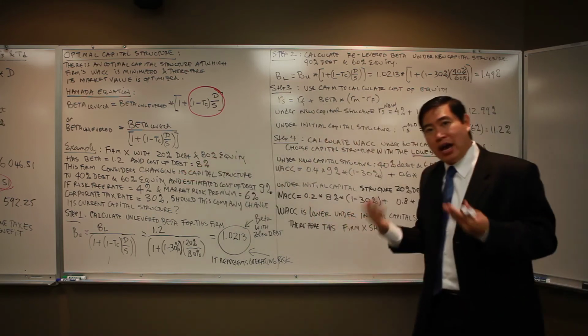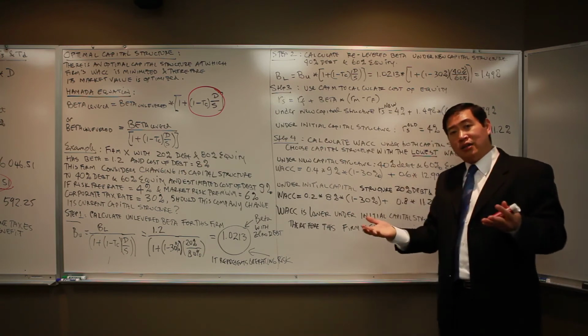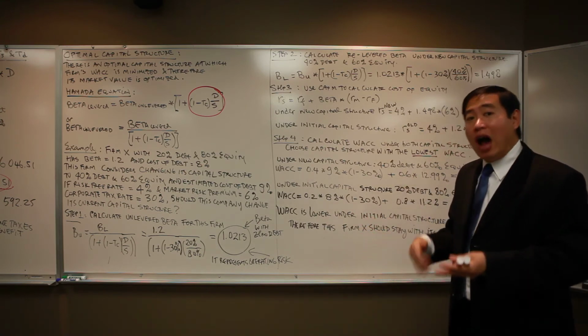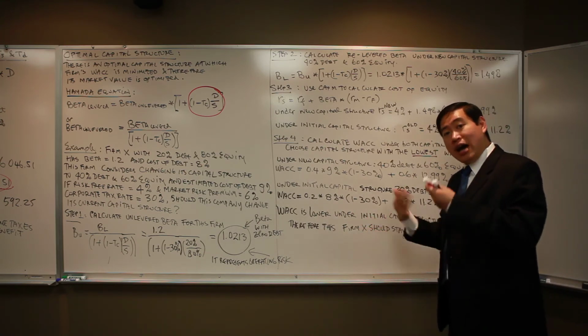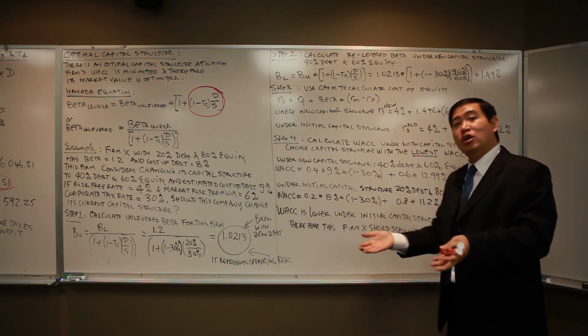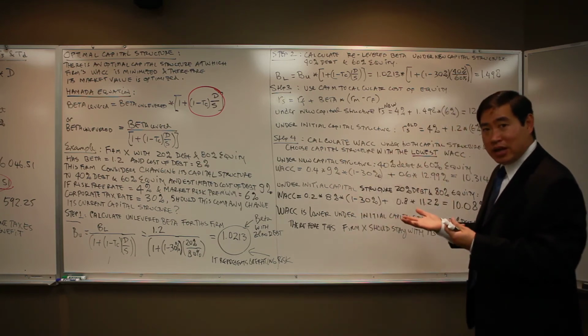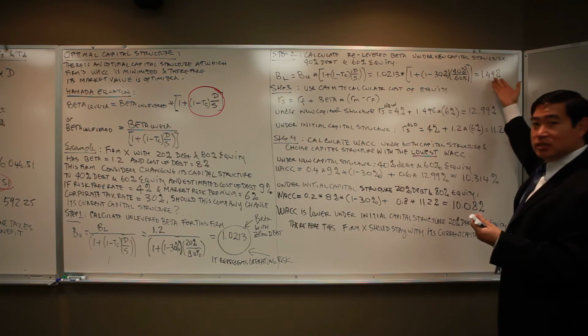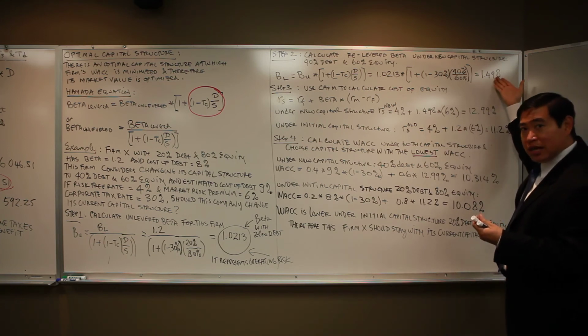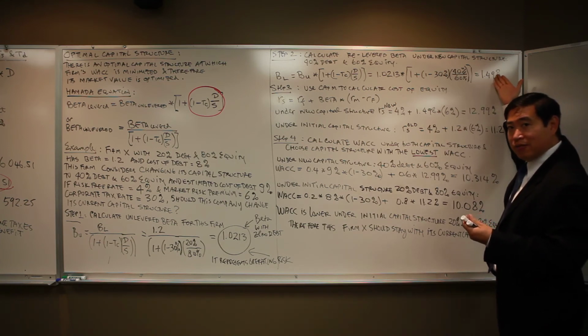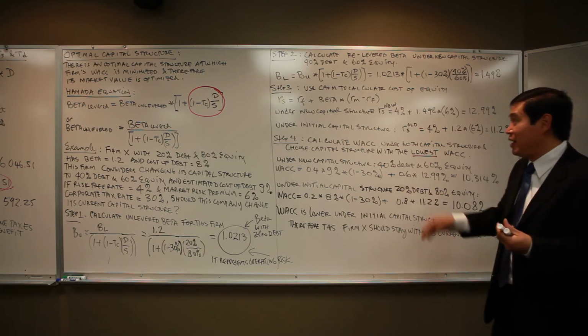We should get the higher beta, right? The higher the after-tax debt to equity ratio, the higher the levered beta should be. So this is a natural check that we should get a higher beta relevered if we have more debt financing.